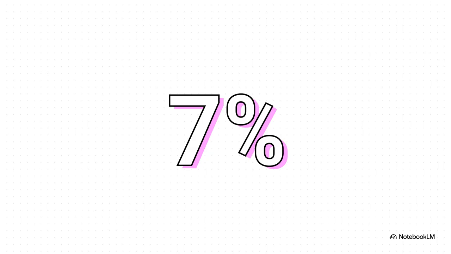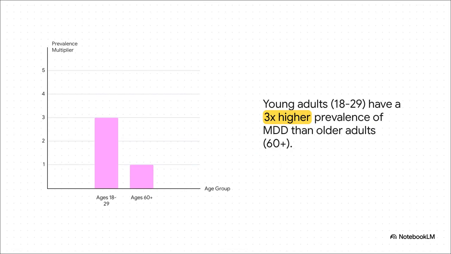So just how common is MDD? Well, this is a key public health stat you'll want to have in your back pocket. Roughly 7% of Americans experience depression in any given year. It's a simple number, but it's powerful and definitely testable. But here's the thing, that prevalence isn't spread out evenly. This chart shows a really critical point. MDD is 3 times more common in young adults, we're talking ages 18 to 29, than it is in adults over 60. That's a huge disparity and a key detail for understanding who's most at risk.